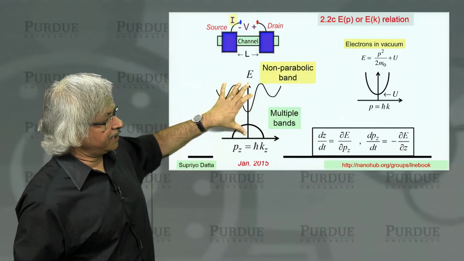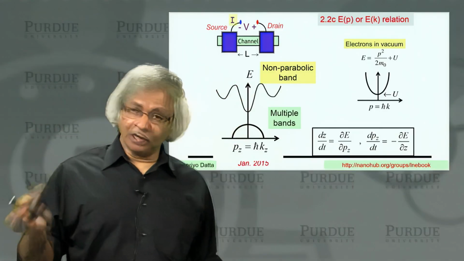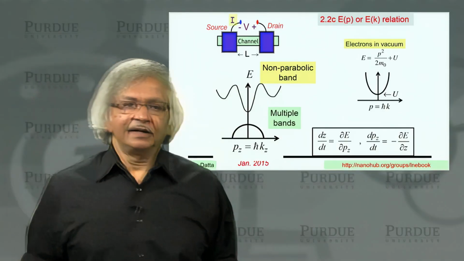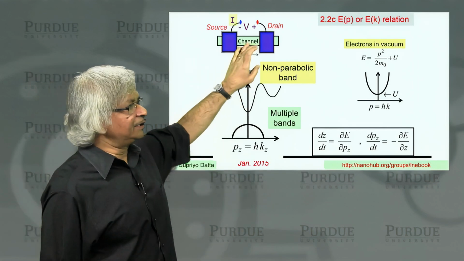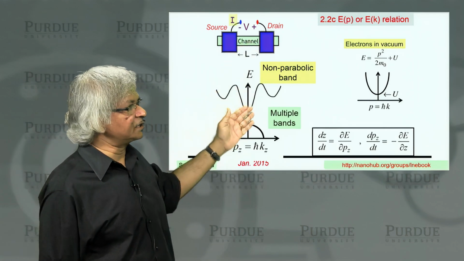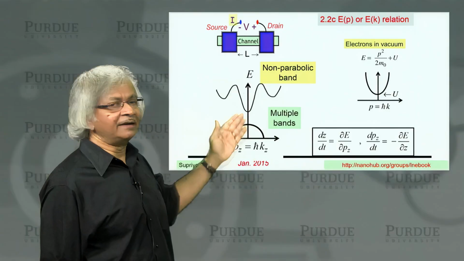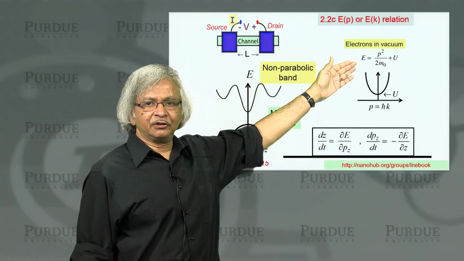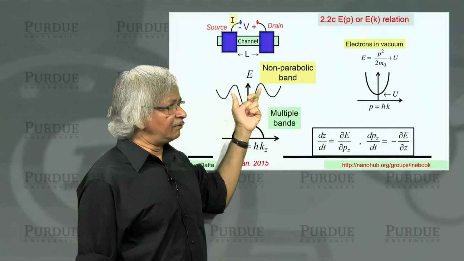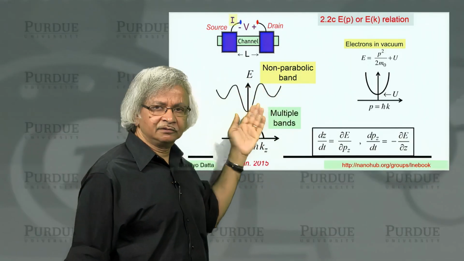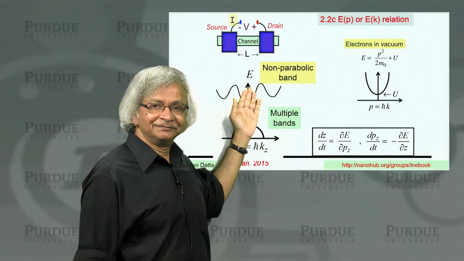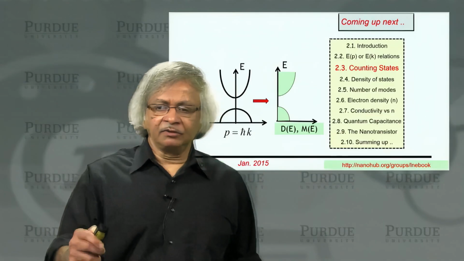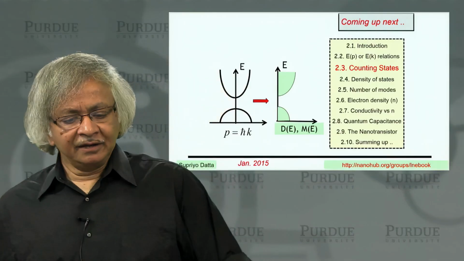So in general then, what I'm asking you to accept, without going into the quantum mechanical basis for this, is that in a solid, you can describe electrons in terms of these general energy momentum relations, which are a little bit like that of electrons in vacuum, with two important differences. One is that the shape can be quite strange, and the other is you could have multiple bands. Okay? So with that now, we are ready to move on to the next step.